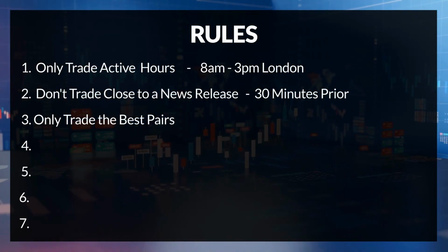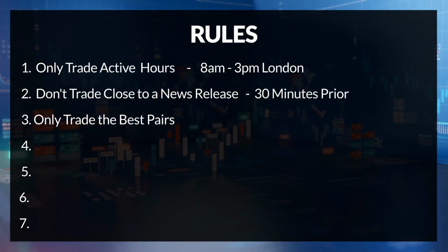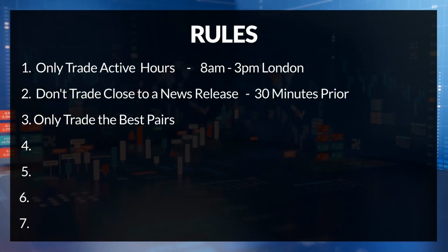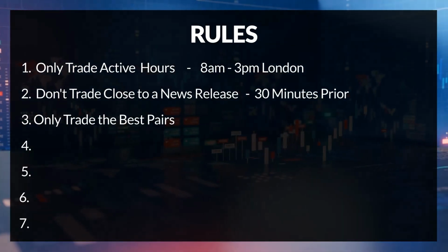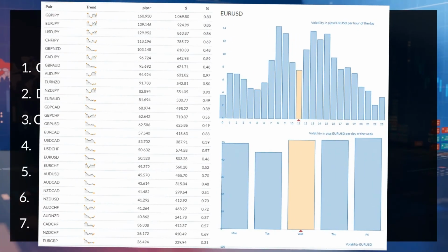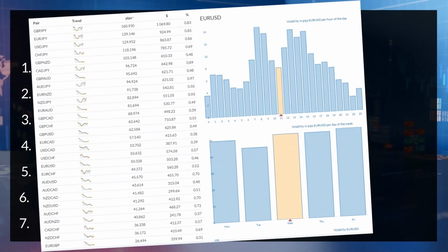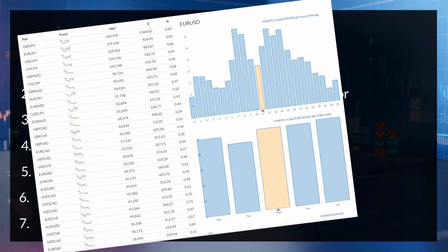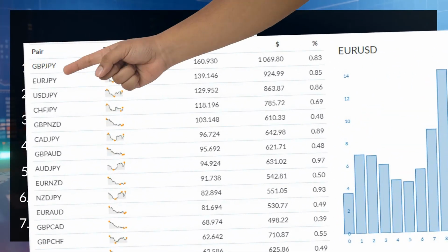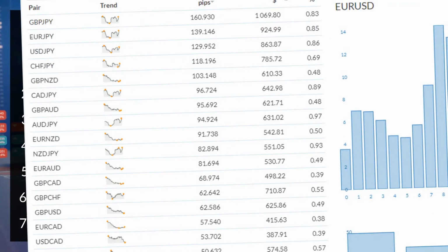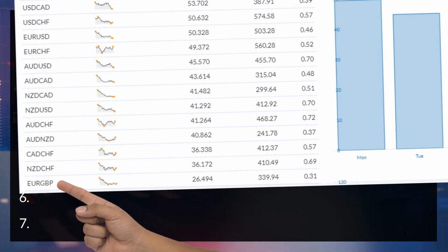Number 3, only trade the best pairs, and those are pairs that have a large daily range and a relatively small spread. You can use a tool on the website mataf.net to check volatility. At the time of making this video, yen pairs like the euro yen or the pound yen are the best, whereas something like the euro pound would be a waste of time.